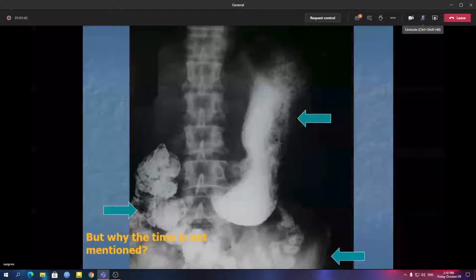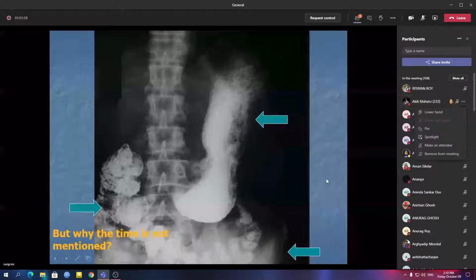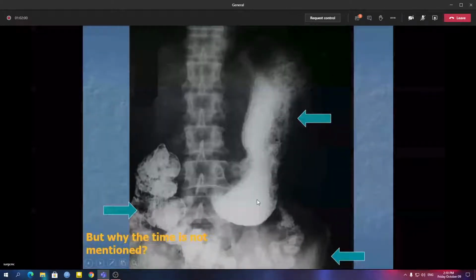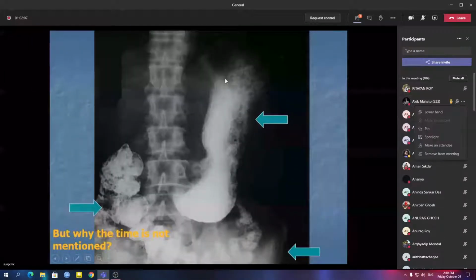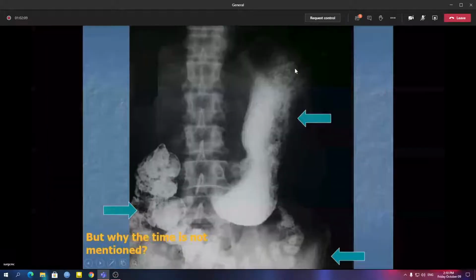Isn't it? Somebody just now asked. See, this is a plate. No time is mentioned. Still, I am more or less certain to get into a diagnosis. How? Let's come to that one after another. This is the stomach. In the stomach upper part, you can see some moth-eaten appearance. Some irregularity, some black and white stuff over here. There is dye over here.